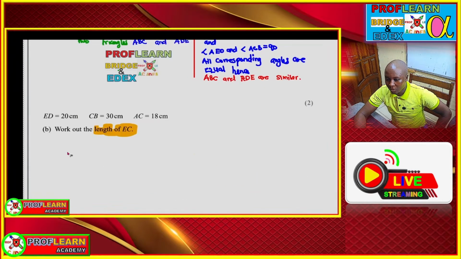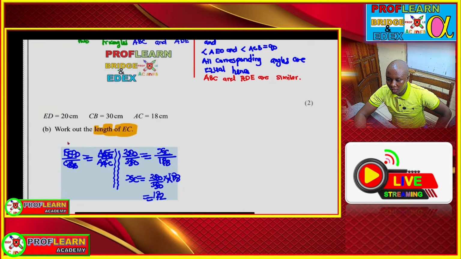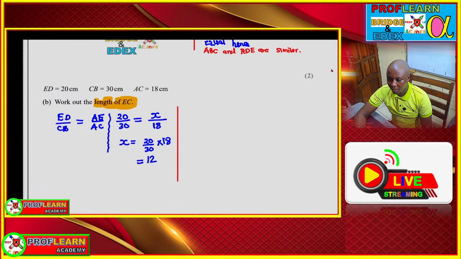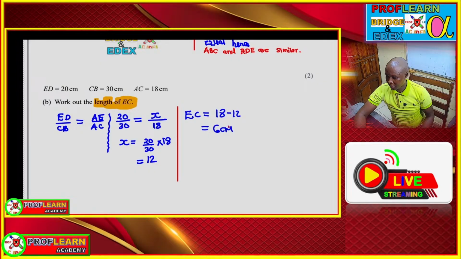Let me just transfer this here so that we can have our working well stated at that point. Before moving to the next part, let's find our EC, which was actually 18 minus 12, that was 6 centimeters. So basically that's what you are supposed to do when you are given a question like that.